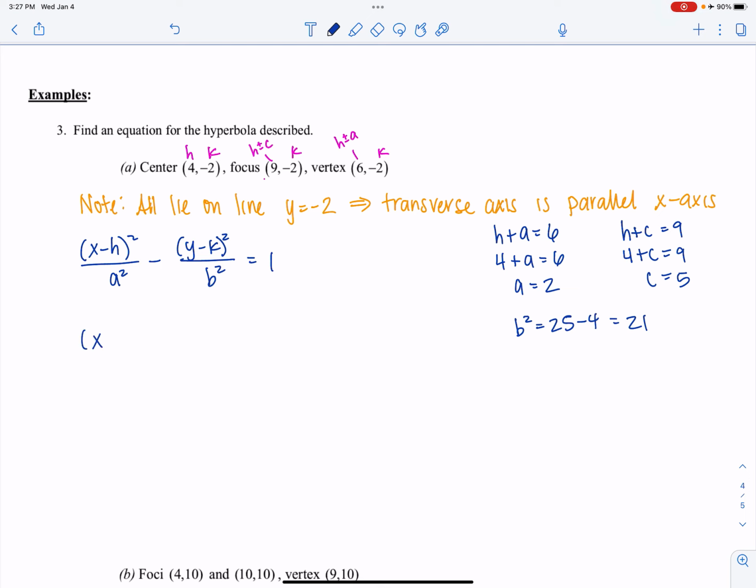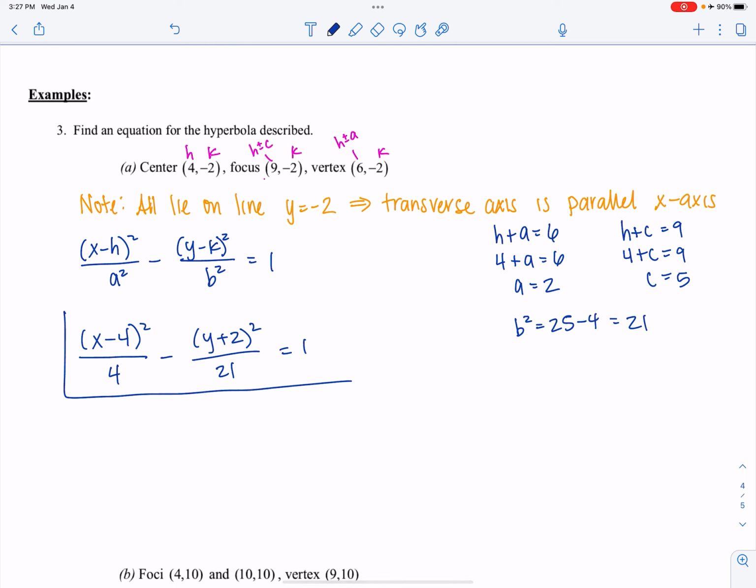X minus h, so x minus 4 squared. A squared is 2 squared, so that's 4. Minus y minus k squared, so k is -2, so y plus 2 squared. And b squared is 21 equals 1. And that's our equation.